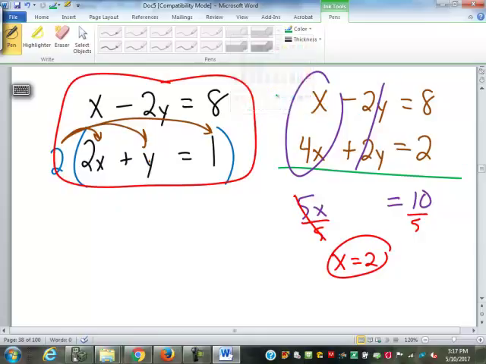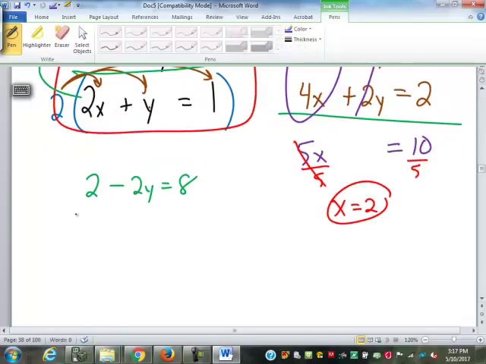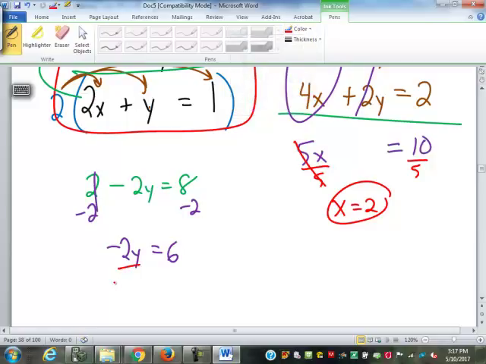Which one do you want to use? Top one. We'll use the top one. So that's going to become 2 minus 2y equals 8. What do we do next? Subtract 2. So negative 2y equals 8 minus 2, which is 6. And then? Divide by negative 2. So y equals negative 3. So our coordinate is 2 comma negative 3. Wonderful.